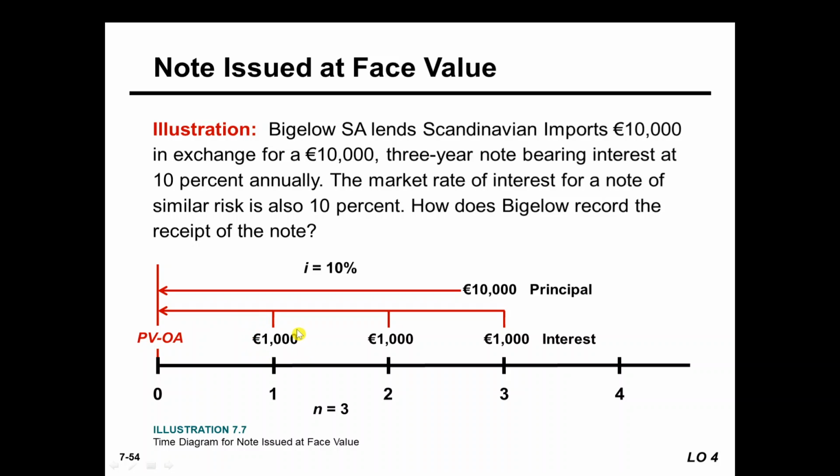The second cash inflow that the company will receive is the interest. The interest will be received at 1,000 per year at the end of each year, for 3 years. So 1,000 will be received at the end of the first year, another 1,000 at the end of the second year, and the last 1,000 at the end of the third year.